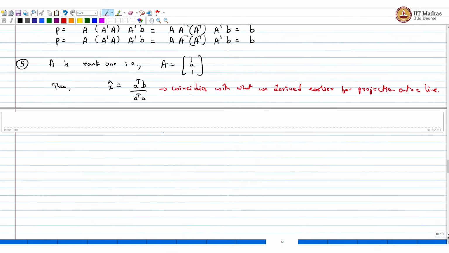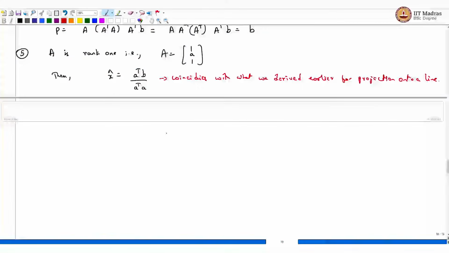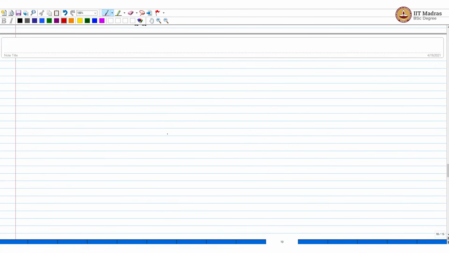Okay, so moving on. We got the projection matrix, we know how to project onto a subspace. The next thing we are going to look at is, we will still understand this projection matrix a little more. The projection matrix P is A into A transpose A inverse into A transpose. The first thing you have to observe is it is symmetric.